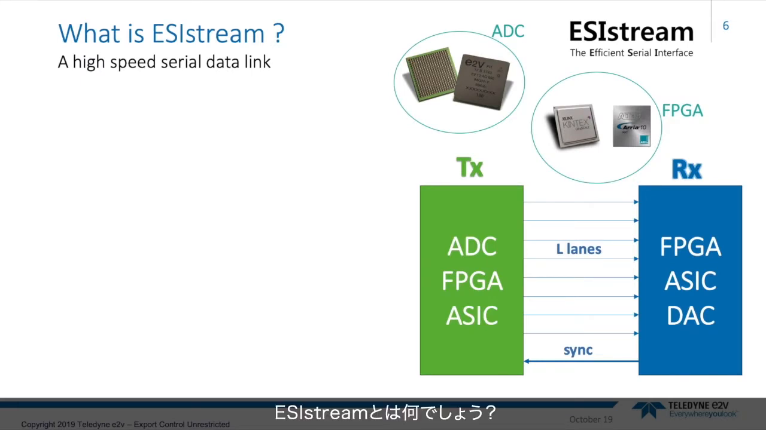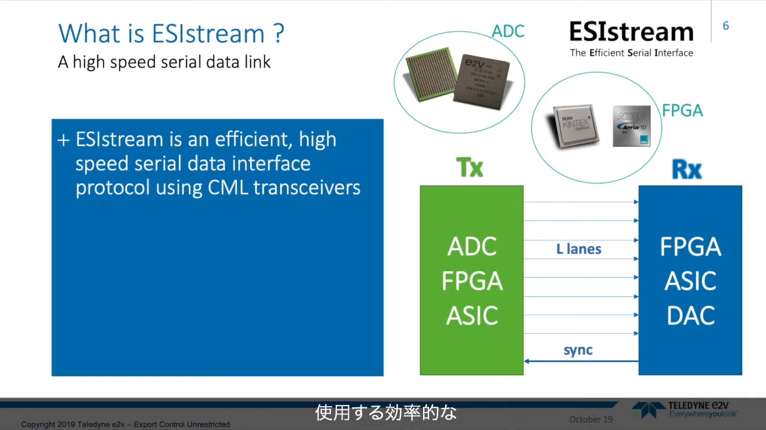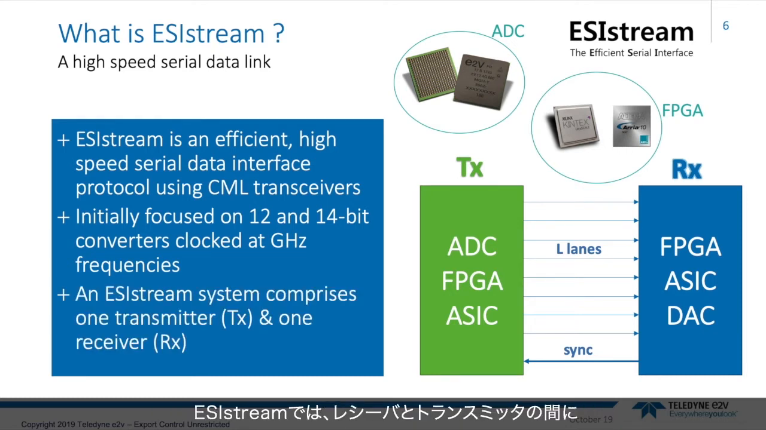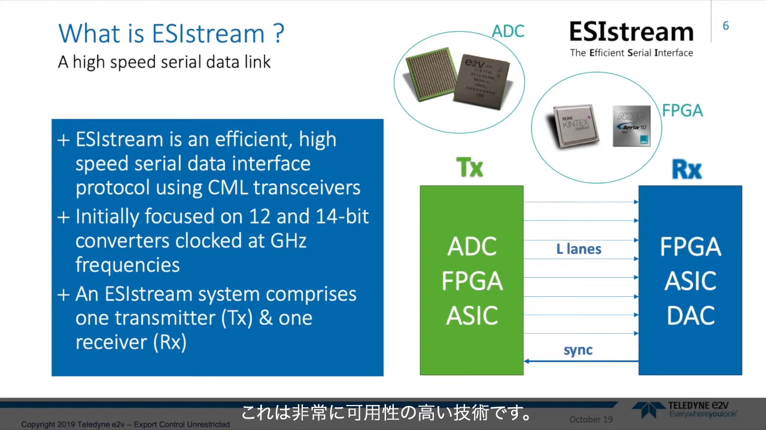So again, what is ESIstream? Well, essentially, it's a high-speed serial data link. ESIstream is an efficient, high-speed serial data interface protocol using current mode logic transceivers. It's initially focused on 12 and 14-bit data converters that are typically clocked at multiple gigahertz frequencies. And an ESIstream system, just like a JEDEC data serialization system, comprises as a minimum one transmitter and one receiver. As you can see in the graphic on the right-hand side of this foil, I'm showing an ADC connected to an FPGA, or an FPGA to ASIC or FPGA connection. It's a very versatile link technology.